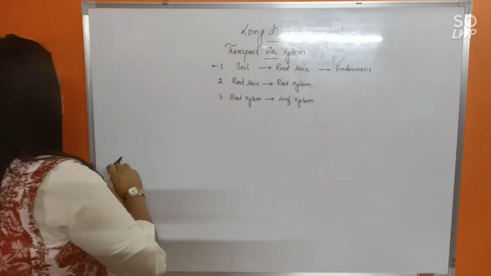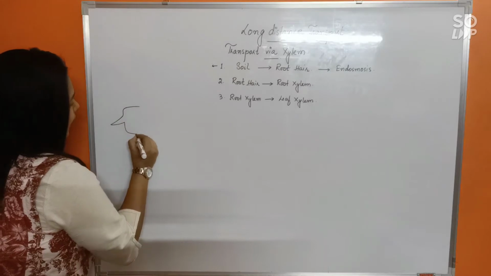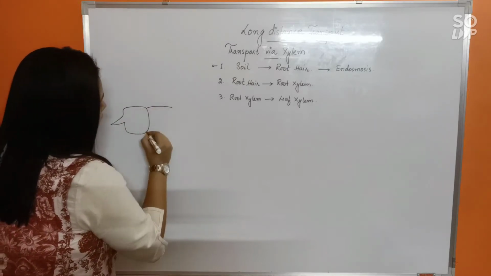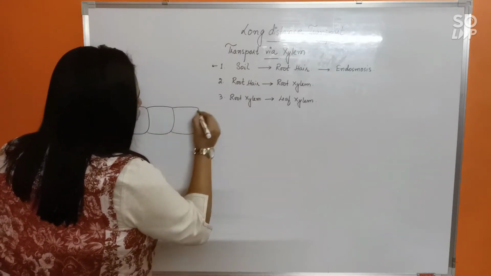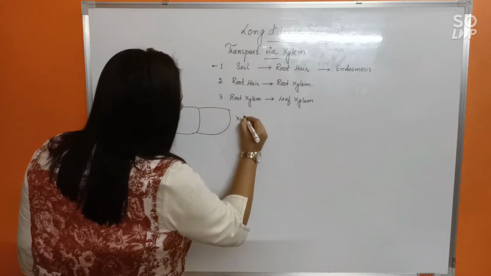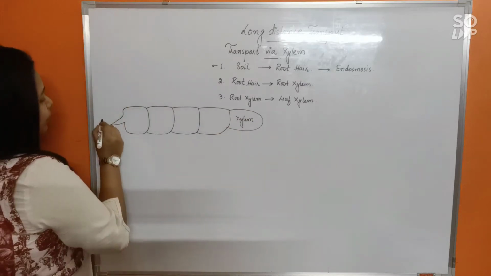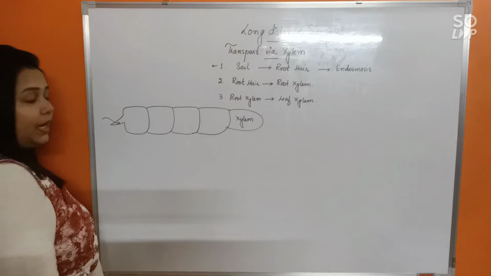Let us first make a diagram. Suppose this is the root hair and this is the epidermal cell, followed by general cortex. Then comes endodermis, then comes the pericycle, and finally we have the xylem. The water from the root hair has to successfully reach up till the xylem, right?